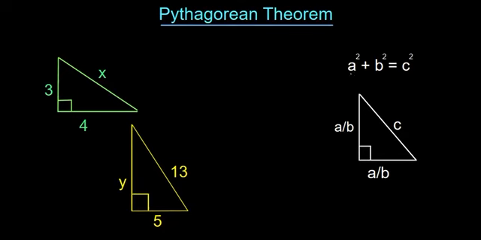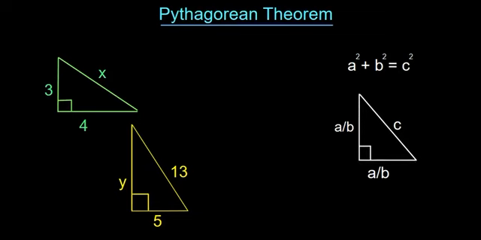Well, a and b refer to what's known as the legs of a right triangle. And yes, this only works for right triangles. And what are the legs? Well, the legs are the sides that make a right angle. Right angles are usually denoted with this box symbol.